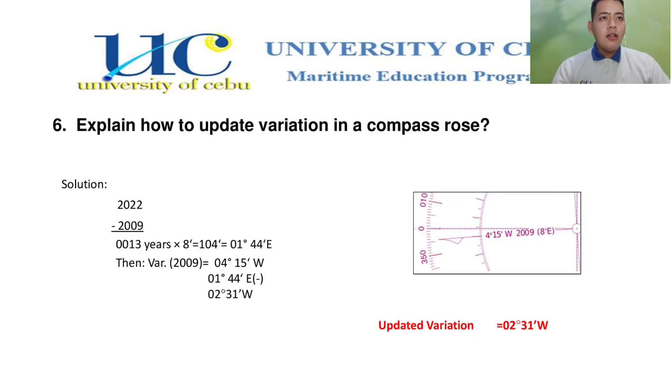In 2022, the variation will have increased by 8 minutes east each year for 13 years, a total of 104 minutes or 1 degree and 44 minutes east. We should subtract this from the initial magnetic variation of 04 degrees 15 minutes west because it does not have the same direction. Then we find that the variation for 2022 is 2 degrees and 31 minutes west. We have our solution below for your guidance. So the final answer is that the updated variation for 2022 would be 2 degrees and 31 minutes west.